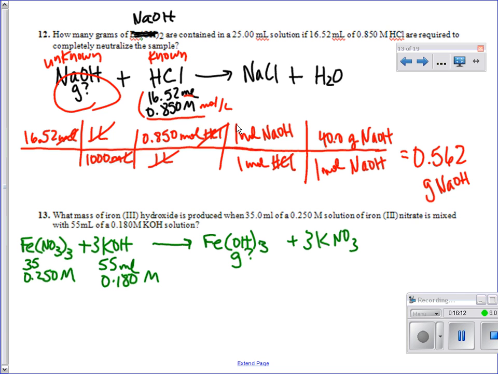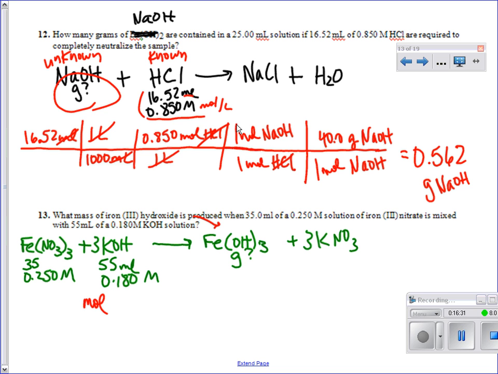I've got a stoich over to here, right? But what's my problem? Correct. You have to figure out which one is going to run out. We've got to find our limiting reagent and which one's in excess. So to do that, I always find what?